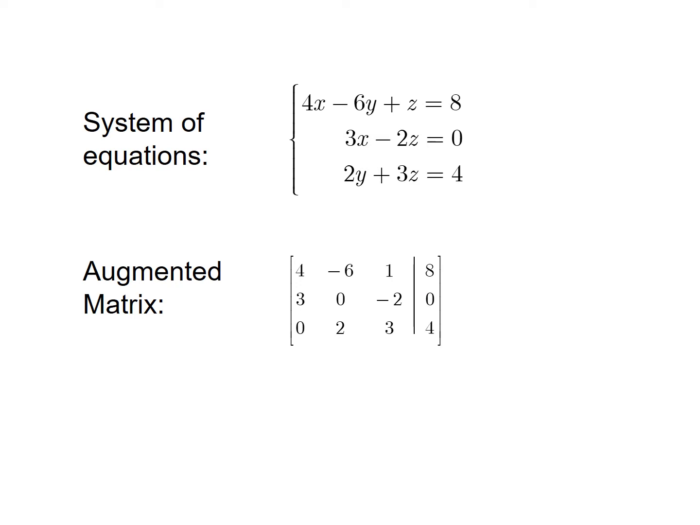For the last equation, there are no x's, so 0, 2 y's, 3 z's, and the other side of the equation is 4. So this is the augmented matrix corresponding to this system of equations.